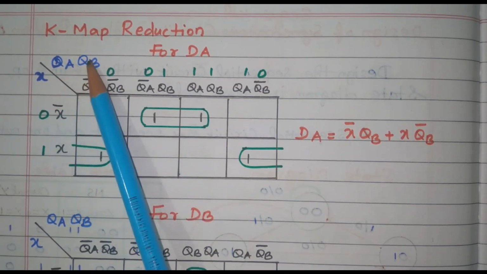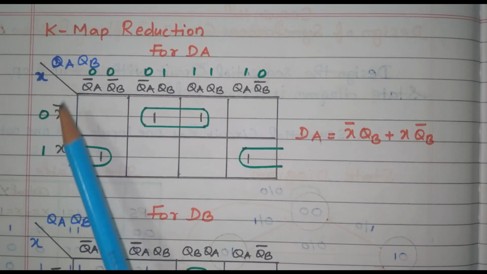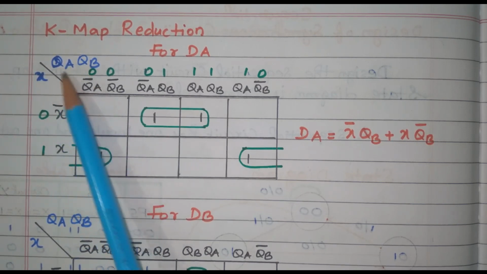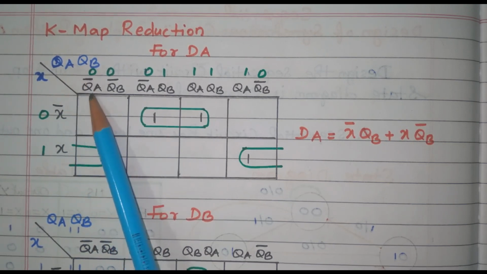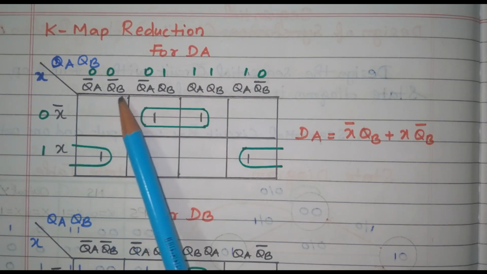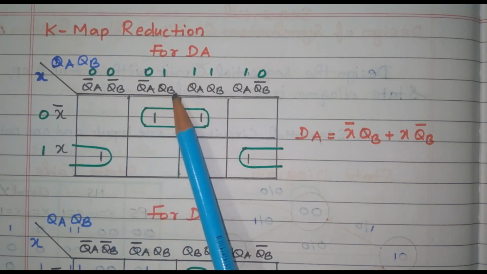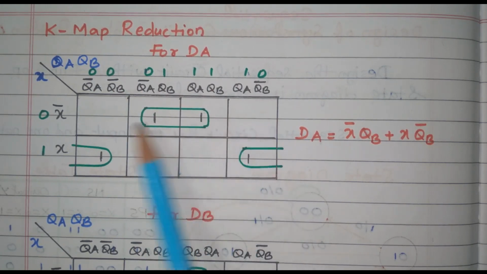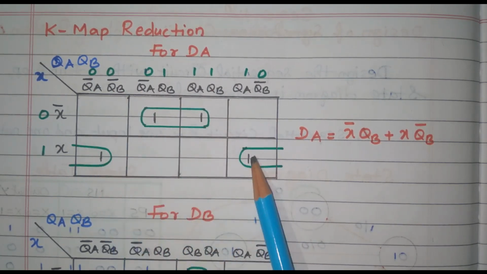X, QA, QB. X has two options, X bar and X, that is 0, 1. QA, QB has 4 options, 2 digits, 4 options: 0 0, 0 1, 1 1 or 1 0. That is QA bar QB bar, QA bar QB, QA QB, QA QB bar. So, based on the table, there are 4 ones available.